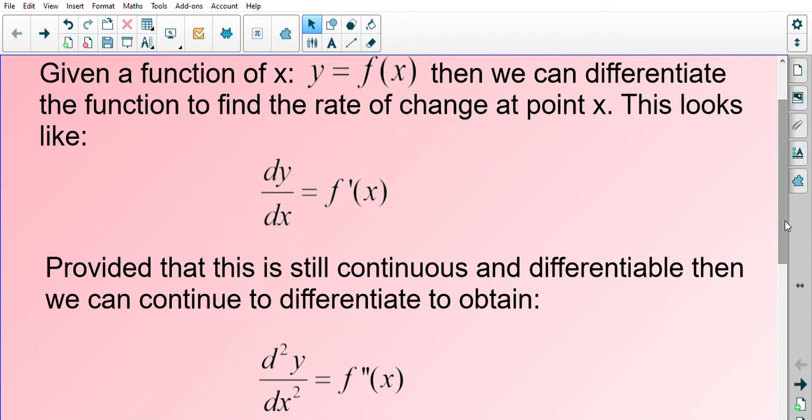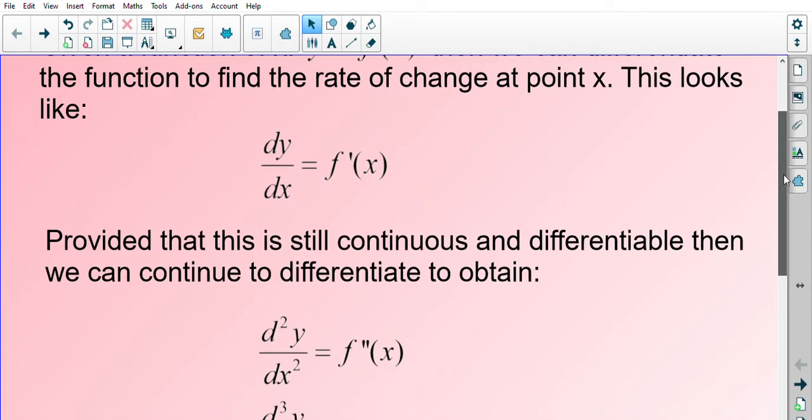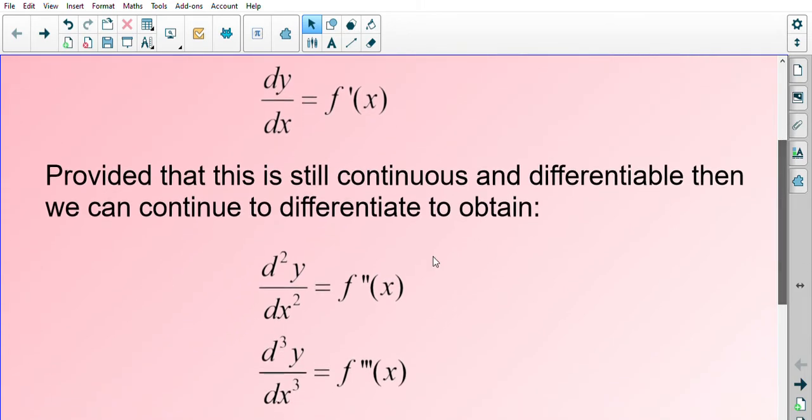So if I differentiate this again, I would get d squared y over dx squared, okay, and if I differentiated that function again, so f prime of x differentiated, I would get f double prime of x, okay, and this continues. So if I differentiate that again, I'd get d cubed y over dx cubed equals f triple prime of x, okay, so there's 3 primes there.